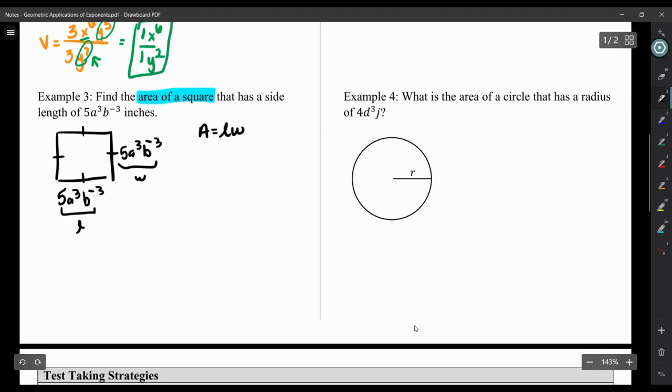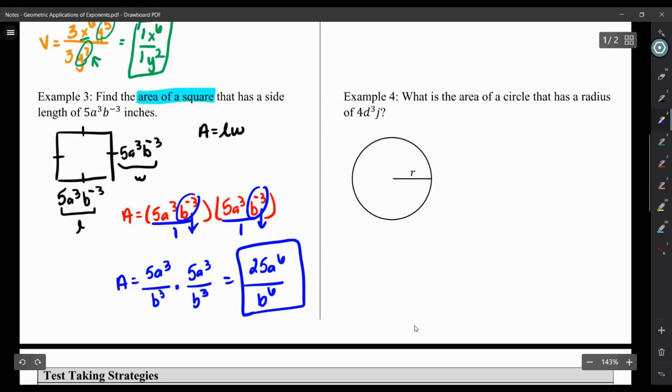Length and width. So we're really just multiplying something to itself. So my area is going to be 5a to the third b to the negative 3, there's my length, times the width, 5a to the third b to the negative 3. So I want you to pause the video and try to find the simplified area on your own. Remember to move any negative exponents before you start either expanding or using your rules. Pause the video, try it out.